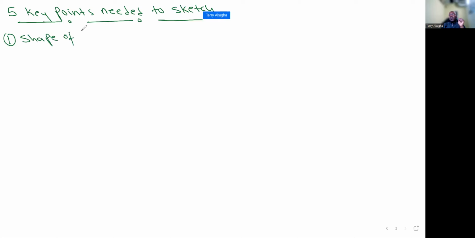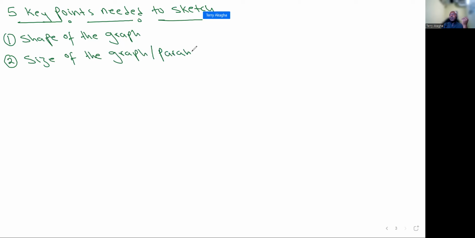Okay, you need to know what the shape of the graph will look like. Then after you predicted the shape, the second thing you need to predict is the size of the graph. So you've predicted the shape. The next thing you then have to predict is the size of the graph, or we can say the size of the parabola. All right, so remember I told you it's still the same thing.